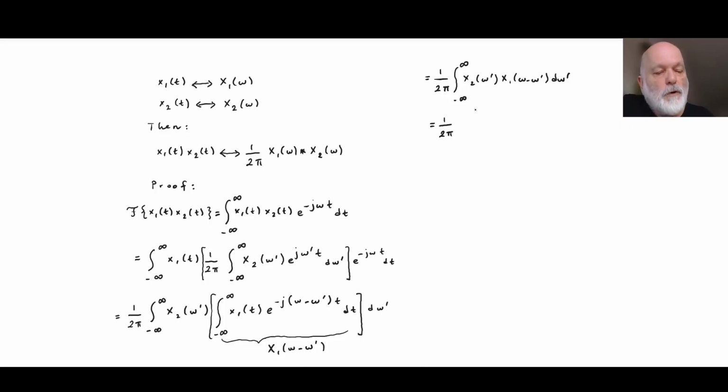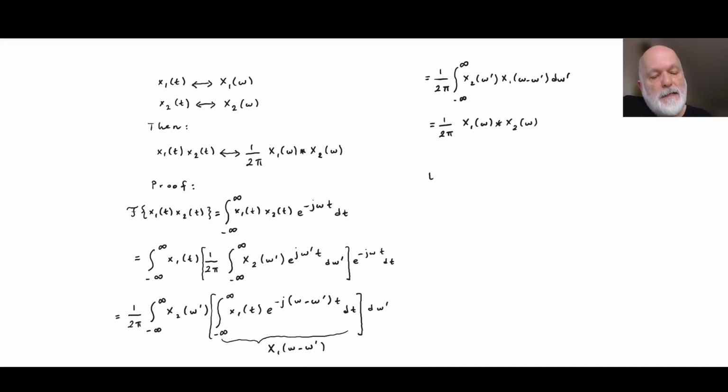Remember, convolution is commutative, therefore we can express this as x1 of omega convolved with x2 of omega, or x2 of omega convolved with x1 of omega. Convolution is commutative, so both will yield the same result. So this is the proof of the multiplication property.